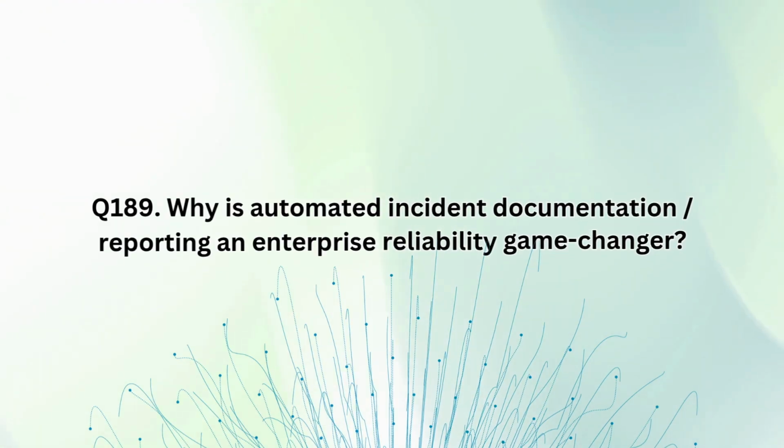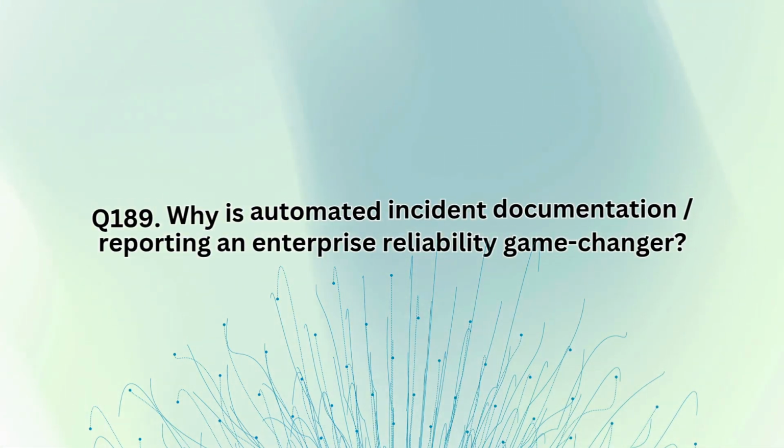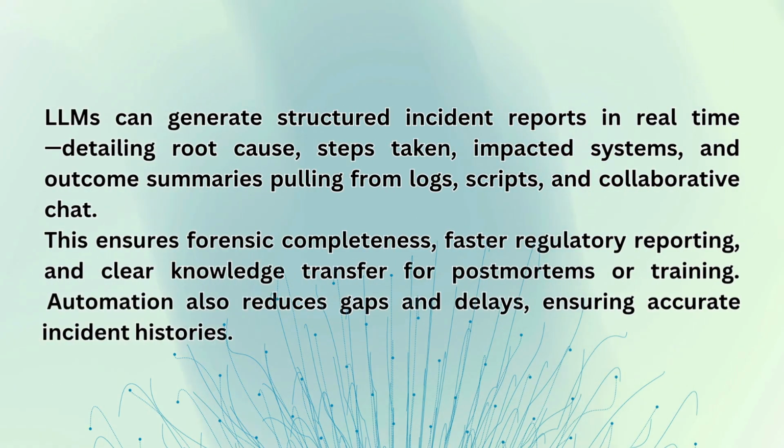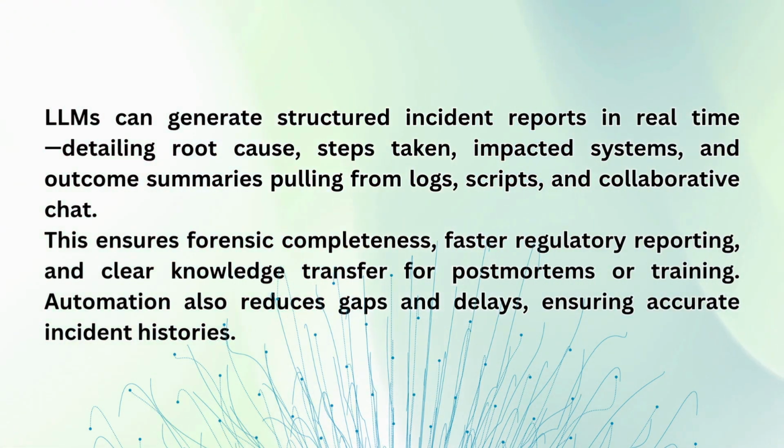Why is automated incident documentation or reporting an enterprise reliability game changer? LLMs can generate structured incident reports in real time, detailing root cause, steps taken, impacted systems, and outcome summaries, pulling from logs, scripts, and collaborative chat. This ensures forensic completeness, faster regulatory reporting, and clear knowledge transfer for postmortems or training. Automation also reduces gaps and delays, ensuring accurate incident histories.